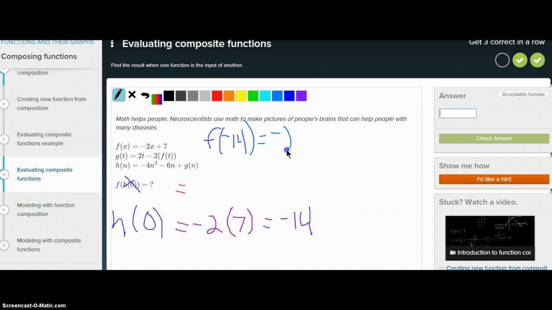Alright, so we have negative 2, and then we'll plug in negative 14 for that x value, and then plus 7. Alright, so negative 2 times negative 14 is positive 28, and then plus 7, and then that's going to be equal to 35.